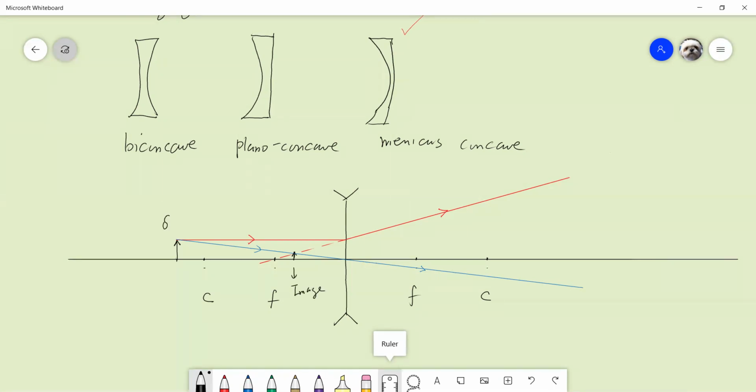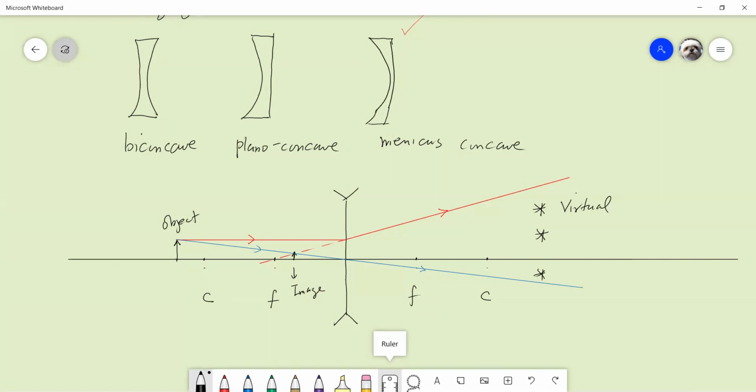Now, what can you tell about this image? Are they real or virtual? Virtual, right? Remember that for the lens, if your image is the same side as the object, they are virtual.